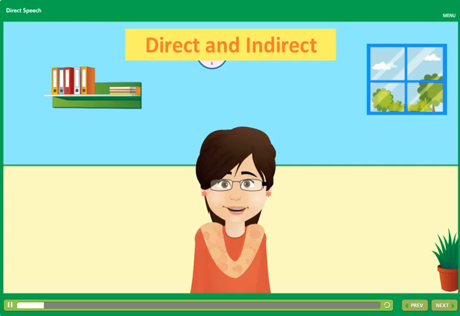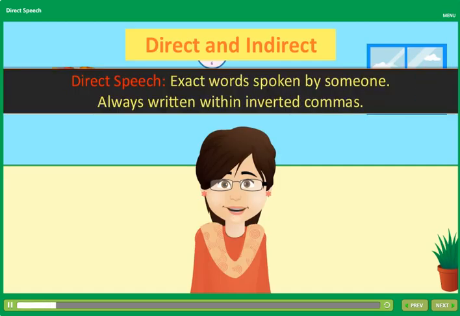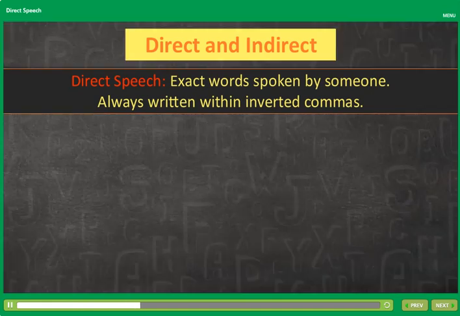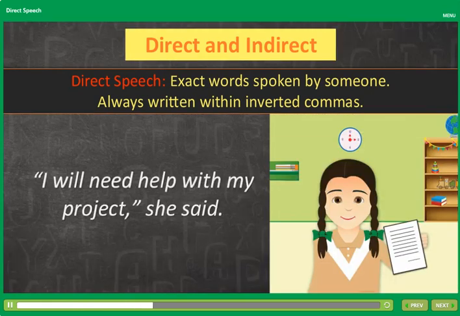Direct speech is used when we want to relay the exact words spoken by someone. We always use inverted commas or quotation marks to show direct speech. For example, direct speech is also called quoted speech.